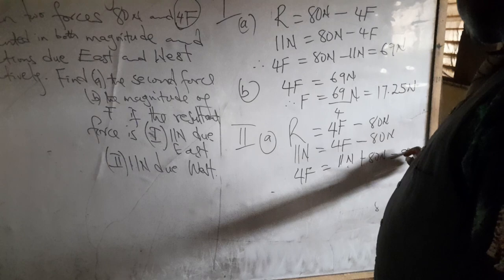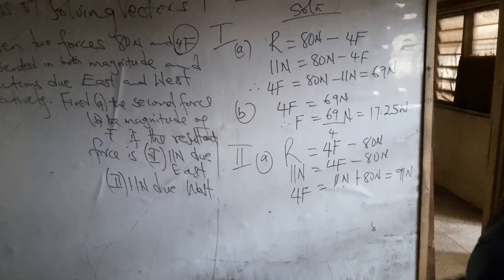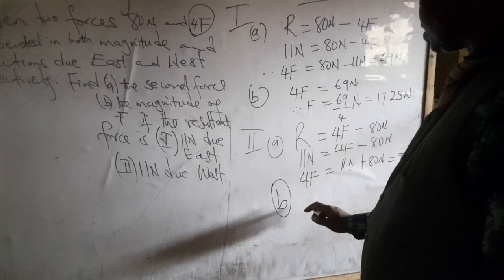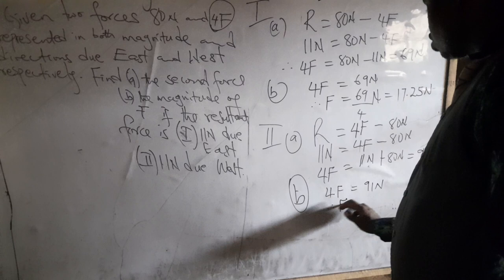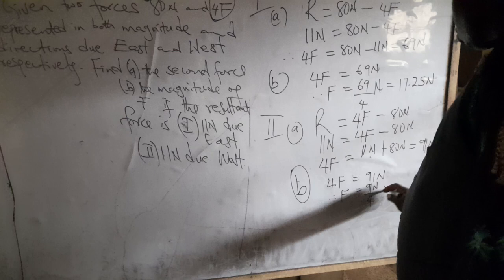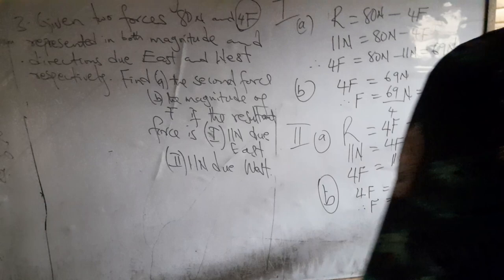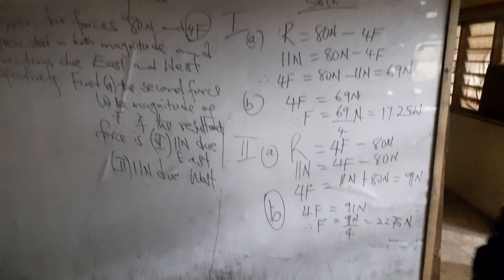Then B, we say the magnitude of F: 4F is 91 Newton. Therefore, F becomes 91 Newton all over 4. That gives you 22.75 Newton. That is the secret of handling vectors that are in opposite direction.